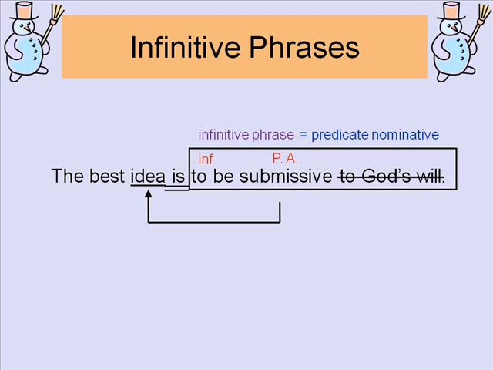Okay, here's another sentence using an infinitive phrase. The best idea is to be submissive to God's will. I have a linking verb here, and that tells me that I probably am going to have a predicate nominative. And indeed I do. The entire infinitive phrase, to be submissive to God's will, that whole phrase is serving as the predicate nominative. It's telling me, or it's equal to what the idea is. You'll notice that within the infinitive phrase, I have my infinitive, and then the word submissive is a predicate adjective.